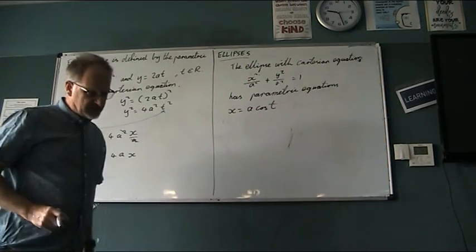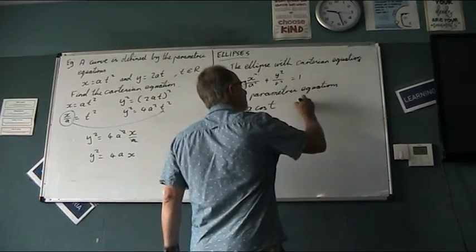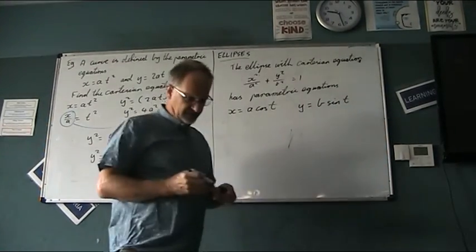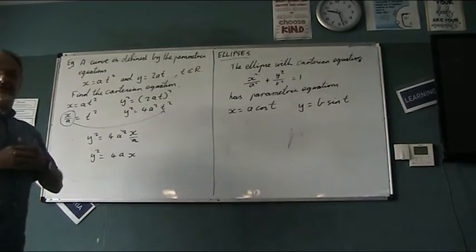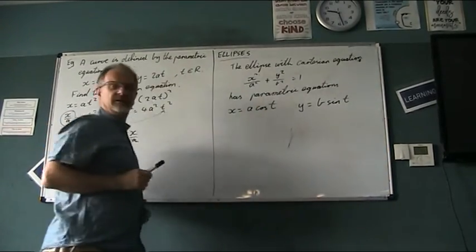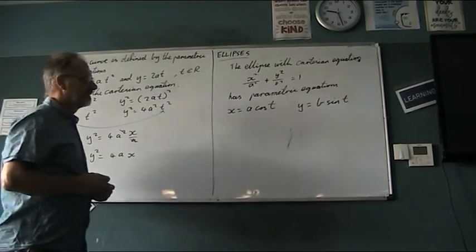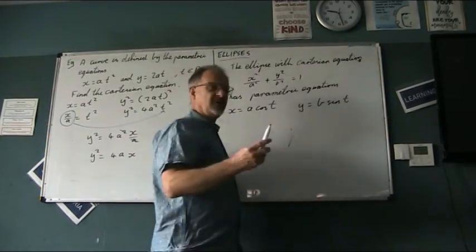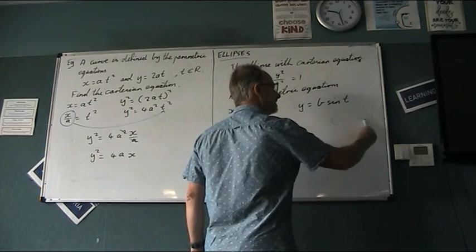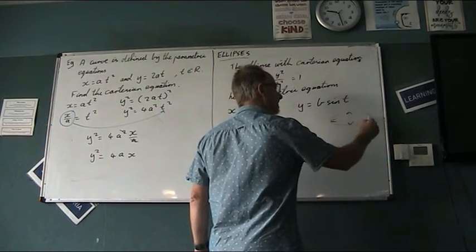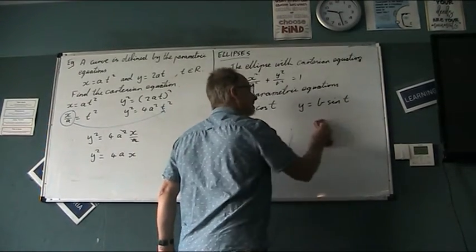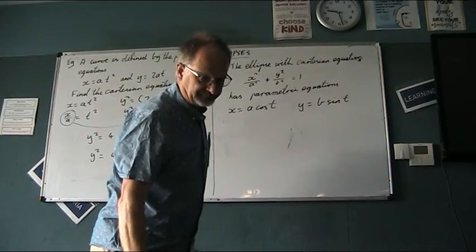x equals a cos t and y equals b sin t. So very similar to the circle ones. The difference being that our semi-major and semi-minor axes, you know what they are? They're these axes here, these lengths here, are different for an ellipse. So that's what you get.